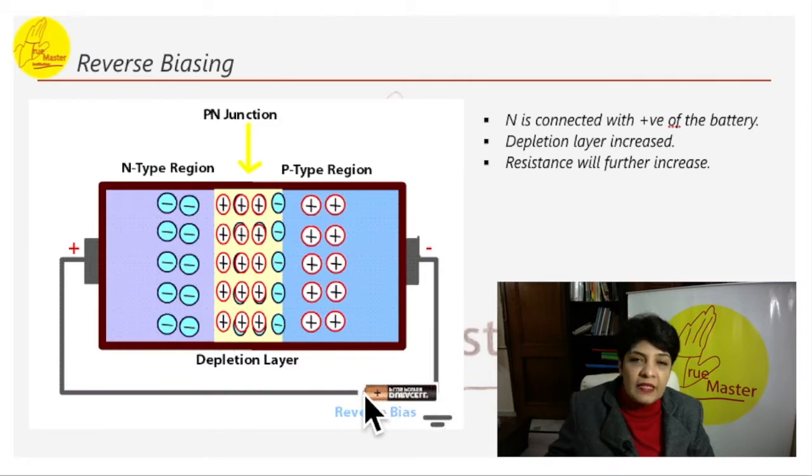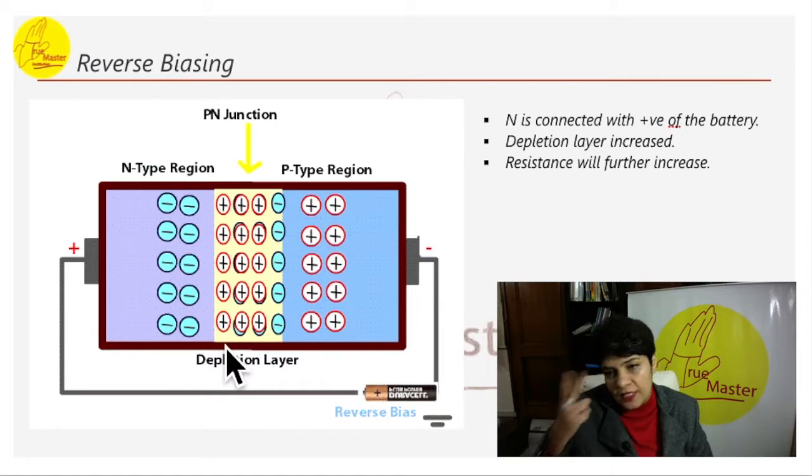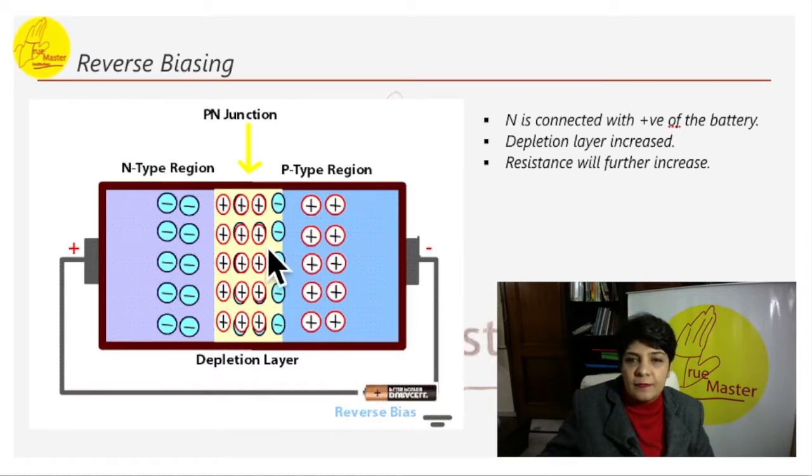Now when we play this animation, you will see that this yellow, which is the depletion layer, will keep on increasing. I will explain why, but let's play the animation just to see what is happening, so that when we see a video, it stays in our mind. Let's play this.